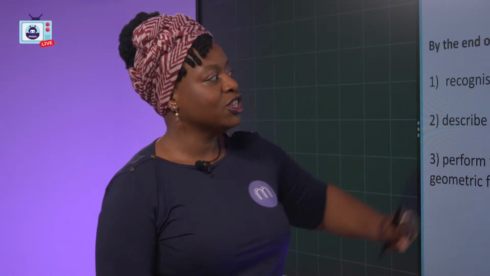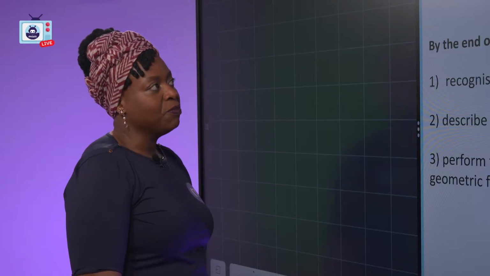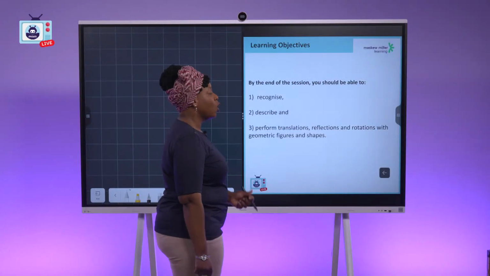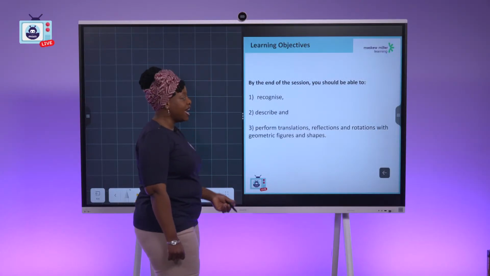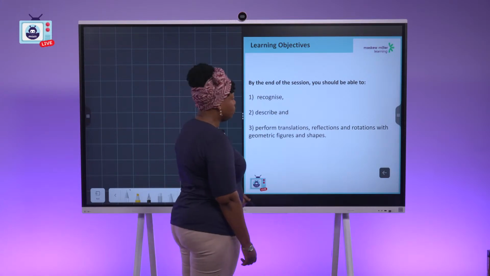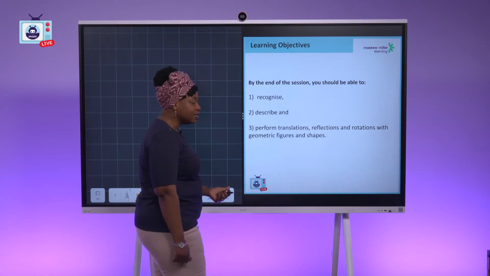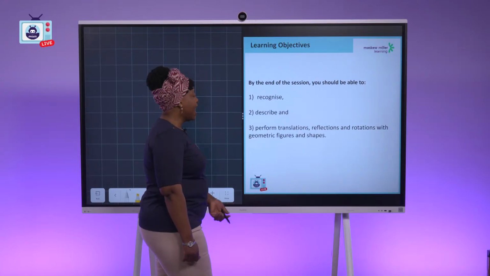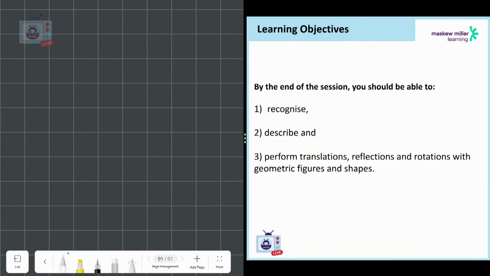So today we are actually doing transformational geometry. Okay, so let's see now, today the objective is that at the end of this session you should be able to recognize, describe and perform translations, reflection and rotation with any geometrical figure. So stay tuned and stay with us for us to do it together.